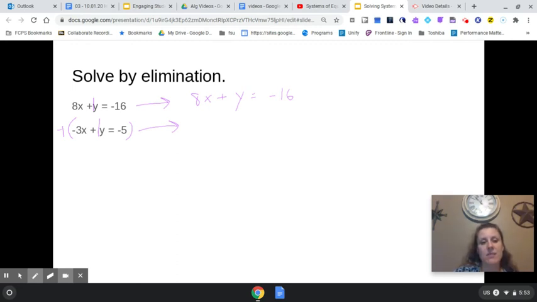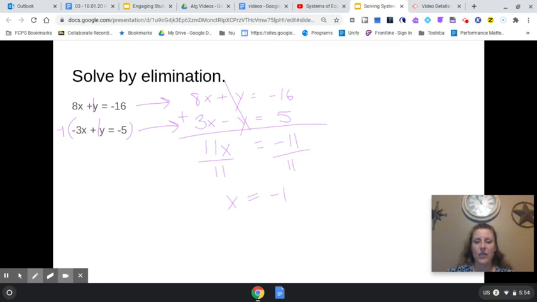Negative 3x times negative 1 gives me positive 3x. Negative 1 times positive y gives me negative y. And negative 1 times negative 5 gives me positive 5. Okay, let's go ahead and add these two equations together. 8x plus 3x gives me 11x. The y's eliminate. And negative 16 plus 5 gives me negative 11. Solving this equation for x, we get x equals negative 1.